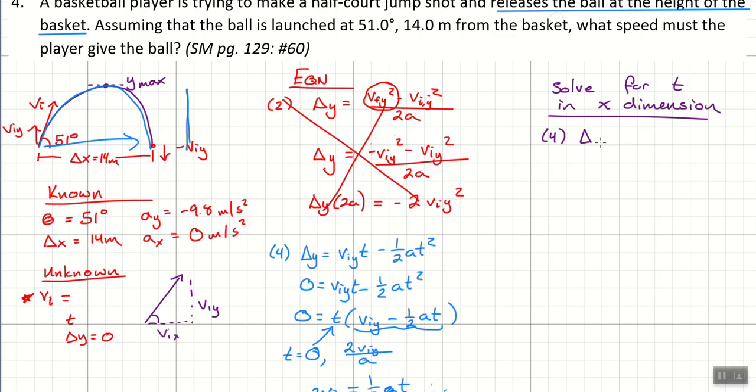All right, so just to make sure we're on the same page, delta x, and I'm using equation 4, is VIX times time, plus the acceleration, but I'm not going to write it because it's 1/2 0 t squared, and it's just gone. Okay, can you solve this for time then?